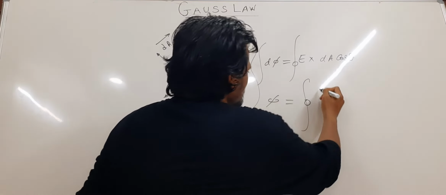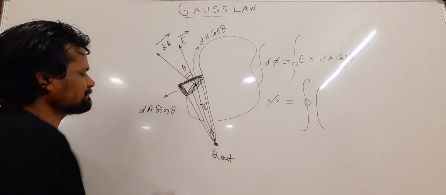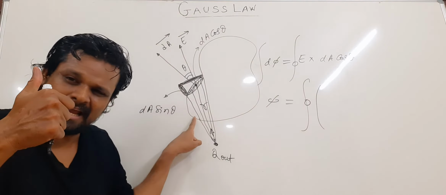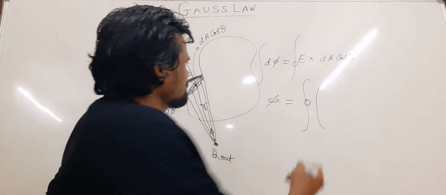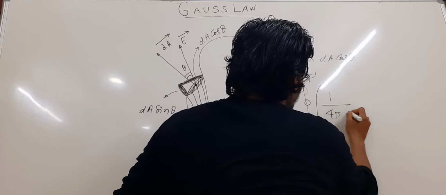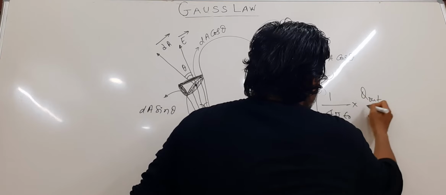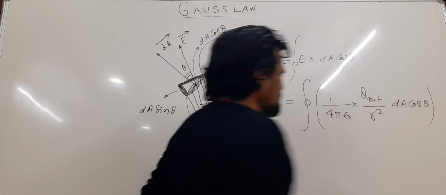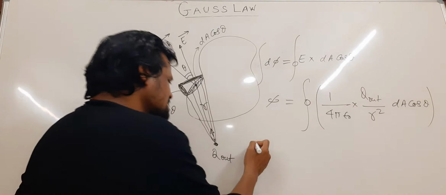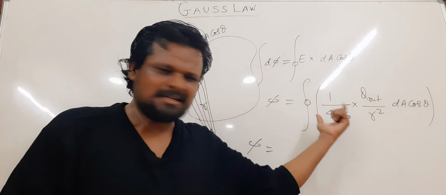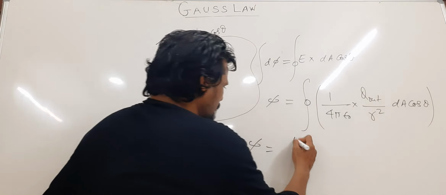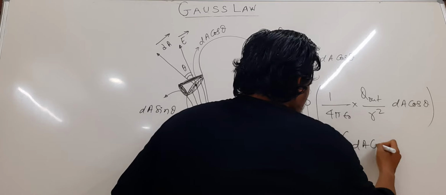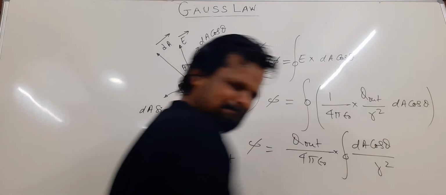So please integrate it. You know Coulomb's law. This is R. You know dA cos theta is perpendicular to the radius. Please, you know the concept. So put here, by Coulomb's law, 1 by 4 pi epsilon naught q outside divided by r square, into dA cos theta. Now please see here. Take the constants outside the integration. So you will get q out by 4 pi epsilon naught times the integral of dA cos theta by r square.